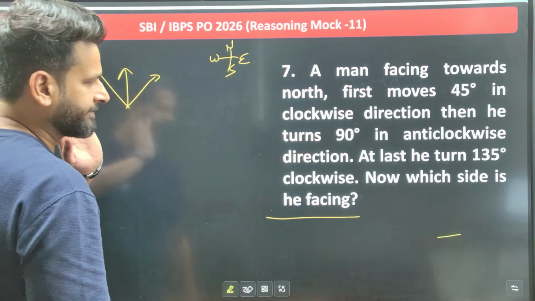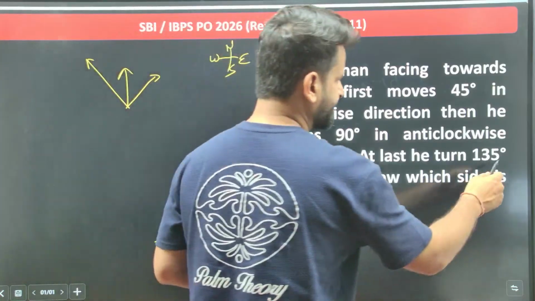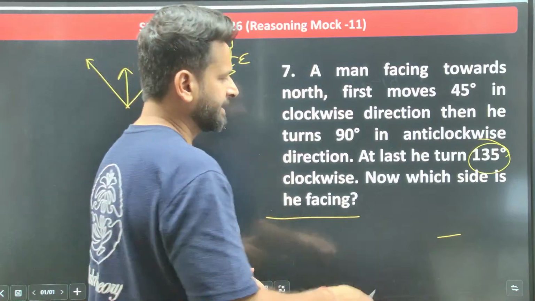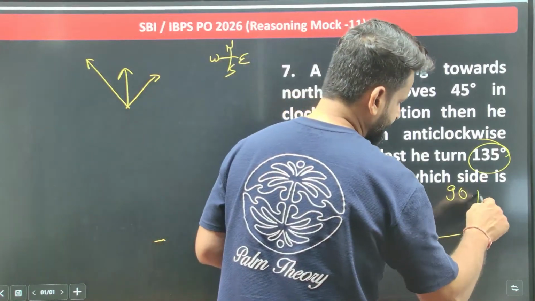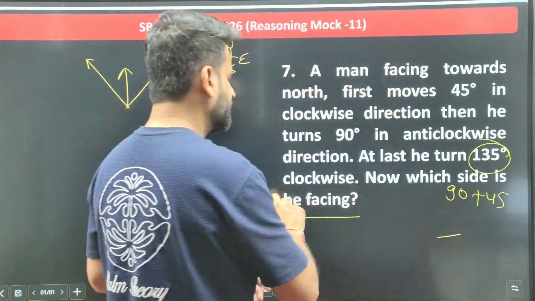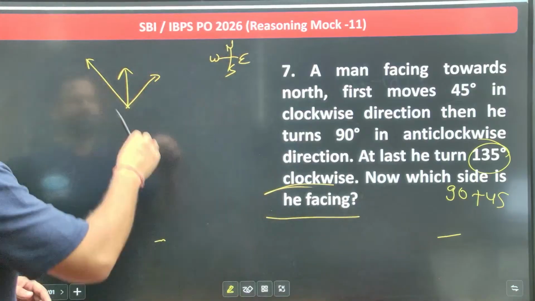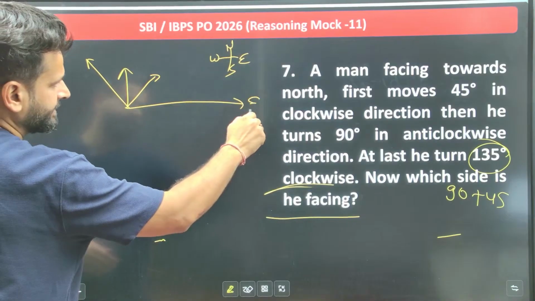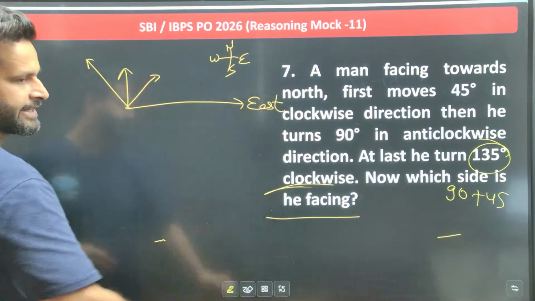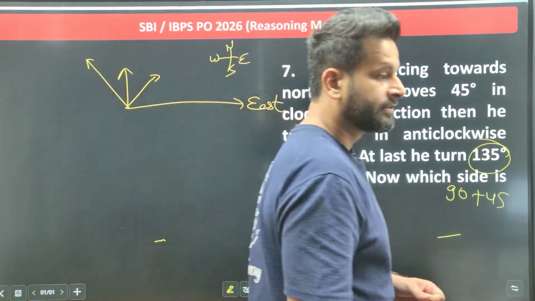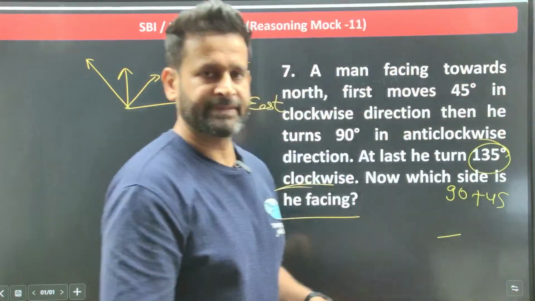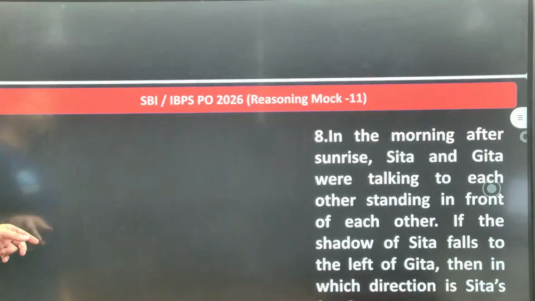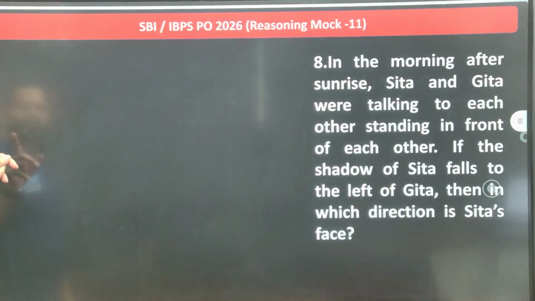Then at last 135 degrees. Whenever you have big angles divided into smaller parts, 135 can be written as 90 plus 45. So I need to move 90 plus 45 clockwise. From here, this is 90, this is 45. I will be facing in east direction. What is your answer? East. Very good. That will be east. Perfect. Next.